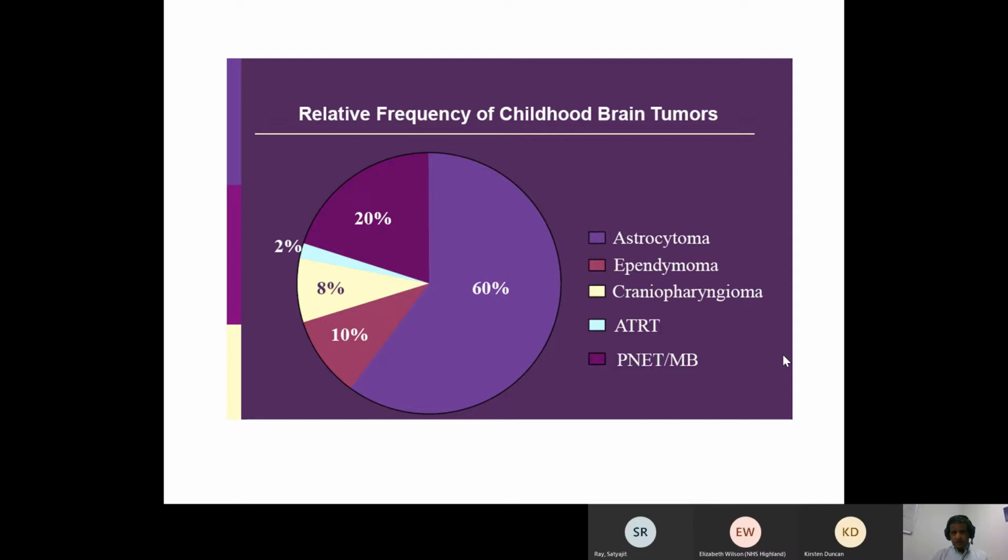So when we talk of brain tumors, often in the wards and clinics, you see either an astrocytoma or an ependymoma or a medulloblastoma. Those are the more common ones. Craniopharyngiomas are mainly managed by the neurosurgeons and the endocrinologists, so you don't see them on the oncology wards much.